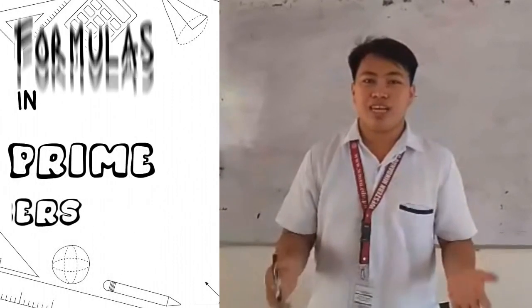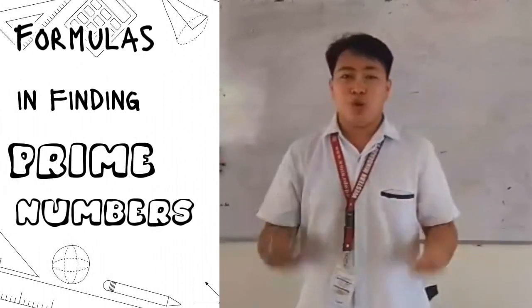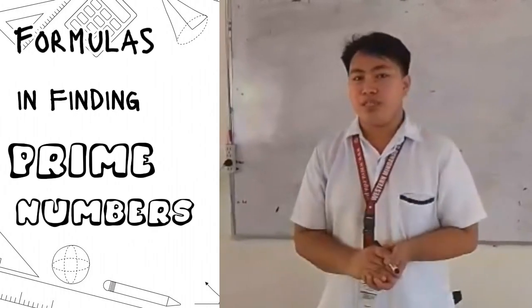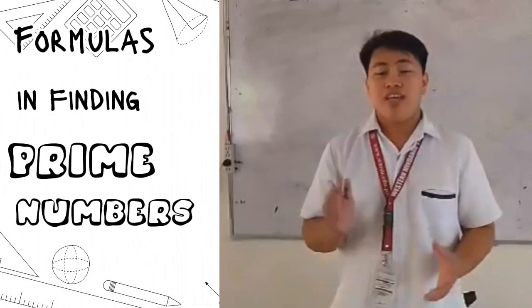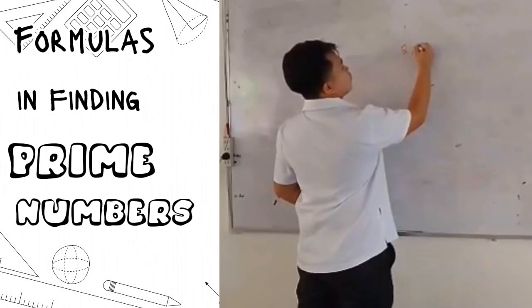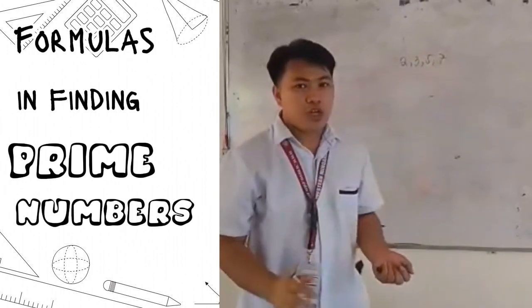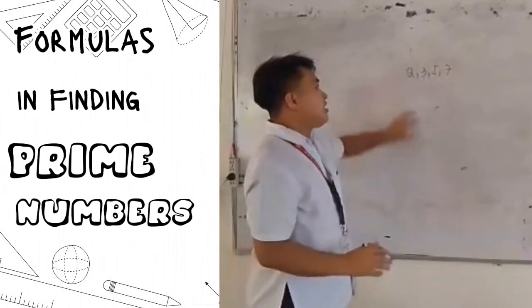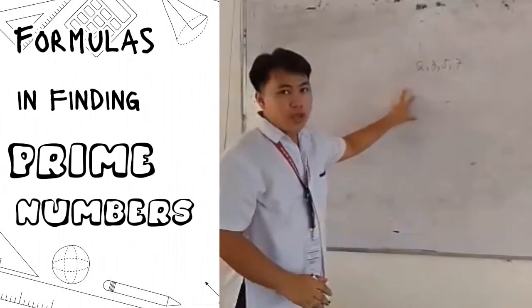Today we are going to discuss the formula for finding prime numbers. As we all know, prime numbers are the numbers that can be divisible or factored by 1 and their own number. Examples of prime numbers are 2, 3, 5, 7, and so on and so forth. As you can see, these numbers can be divisible or factored only by their own number and 1.